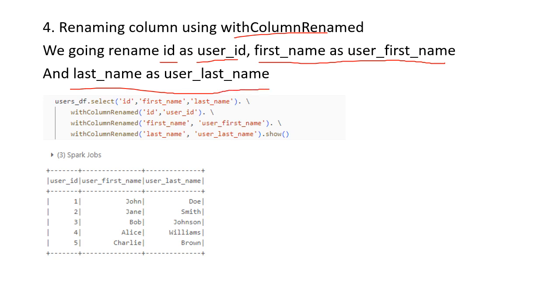So first, we need to select all the required columns here, and I'm using withColumnRenamed. In place of ID, I'm giving a new name as user_id. Similarly for first name and last name. So if you see the result here, the column names are changed: user_id, user_first_name and user_last_name.